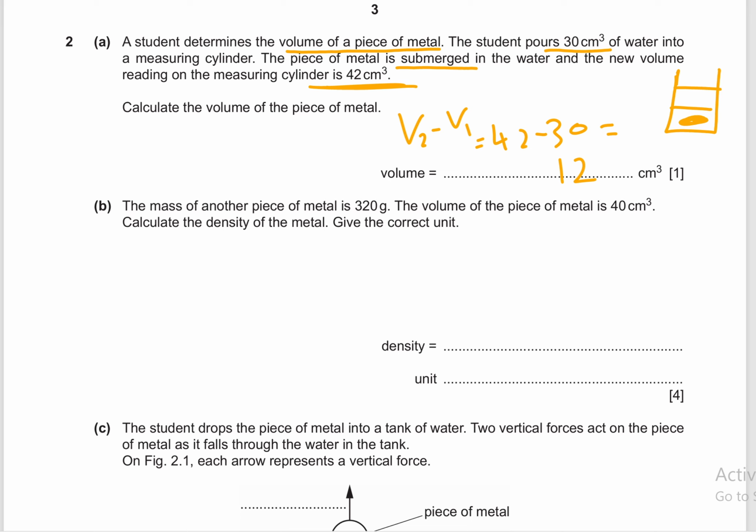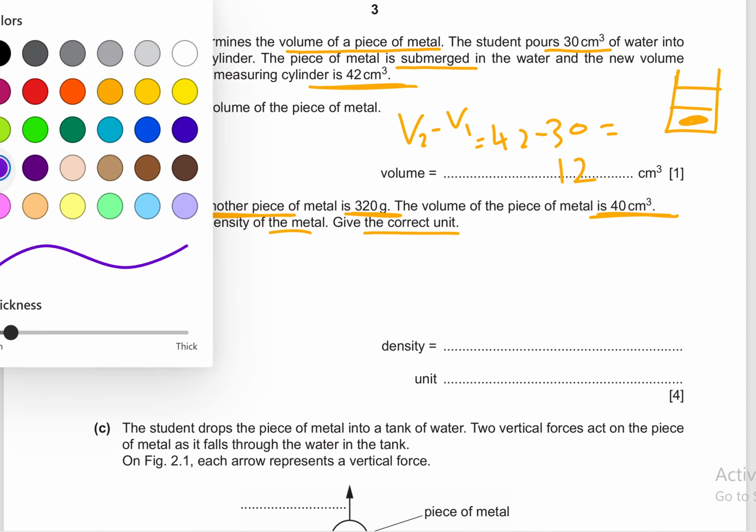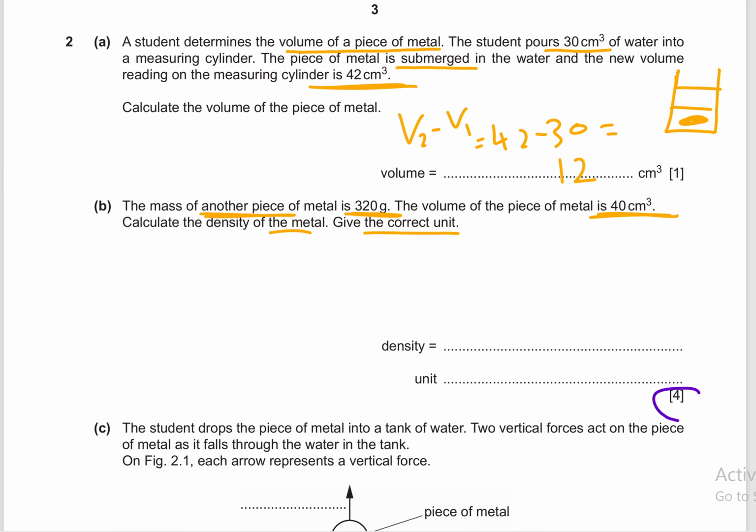In part B, they say the mass of another piece of metal is 320 gram. The volume of the piece of metal is 40 cubic centimeter. They say calculate the density of the metal and give the correct unit. Please pay attention in this question, guys, that first of all it has 4 marks. So 1 mark for the unit, and 1 mark for the steps.